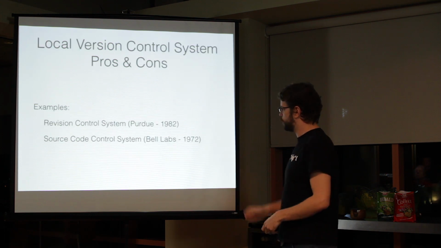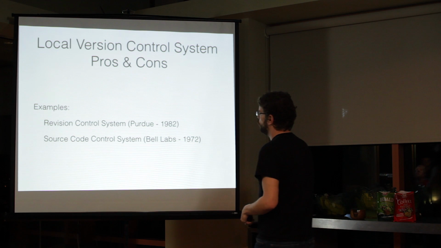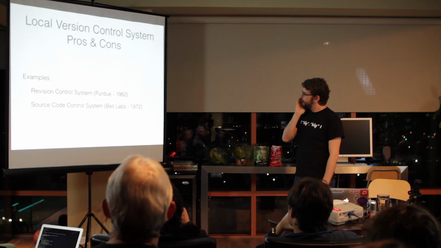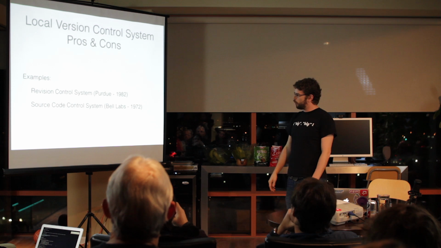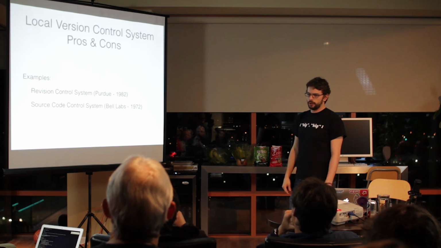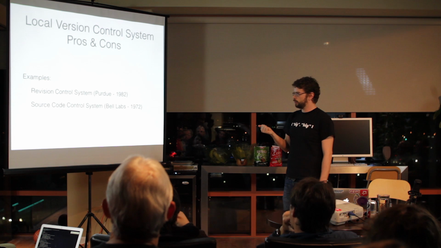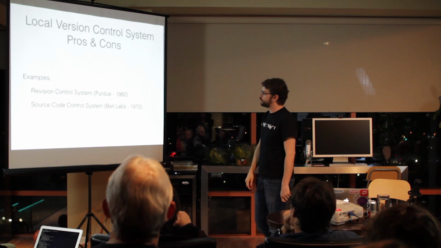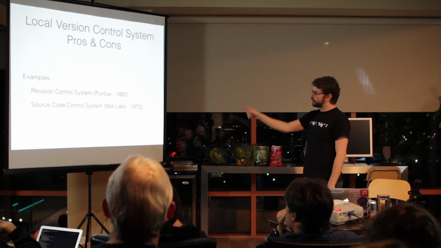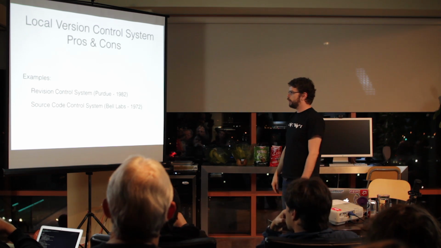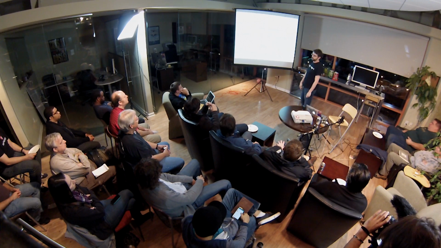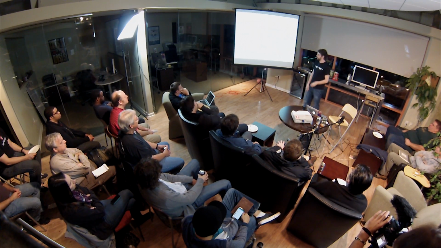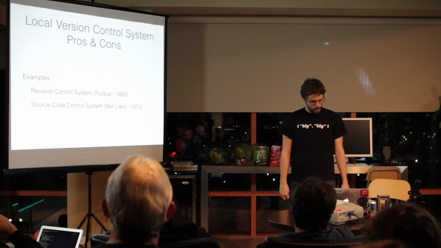And let's talk about some of the pros and cons of that. This is an example of a revision control system. It came out of Purdue in 1982. One of the reasons I wanted to mention that is to date this style of source control, code control as well, because it's old. But RCS is also used as the under the hood mechanism for CVS, which stands for concurrent versioning system. We're going to get to that in a second.